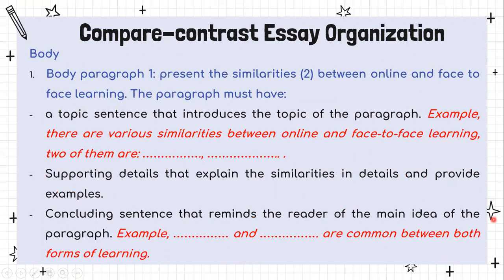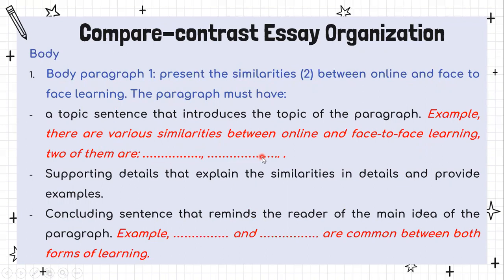Now I move to the body. I already told you we want two body paragraphs. So let's start with body paragraph 1. It should present the similarities. You can write two similarities between online and face-to-face learning. The paragraph must have a topic sentence that introduces the topic. So I can say in the topic sentence, there are various similarities between online and face-to-face learning. Two of them are, and I list the two similarities.